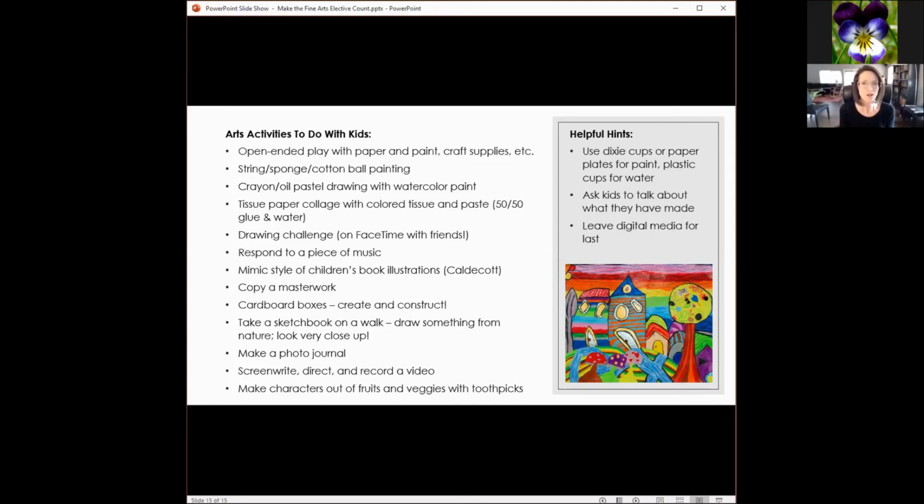Crayon and oil pastel, just let them draw and then color or paint over it with watercolor paint. Tissue paper collage: get some colored tissue paper, tear it into pieces, mix and paste in a little Dixie cup with half and half water and glue. Let them paint that on with a paintbrush.